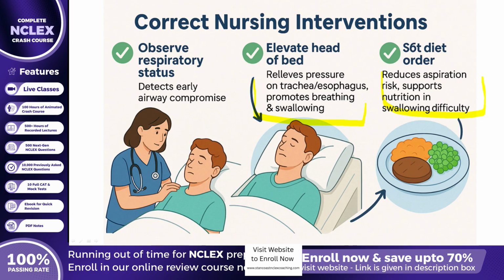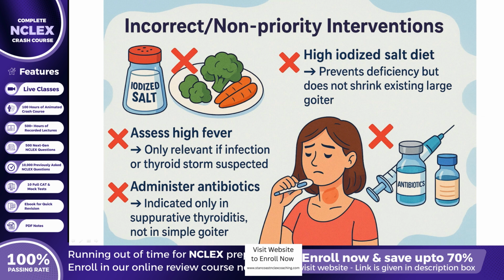Now, let us look at the incorrect options. Option 5, assessing for high fever, is not appropriate because endemic goiter is a deficiency disorder, not an infectious process. Fever is not characteristic, and its presence would suggest thyroiditis or another infection. Lastly, option 6, administering prescribed antibiotics, is incorrect because antibiotics have no role in treating endemic goiter. They are only warranted if a secondary infection occurs, which is not the case here.